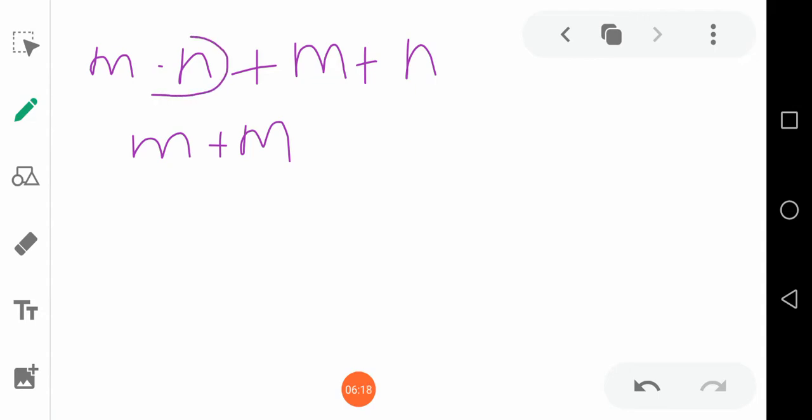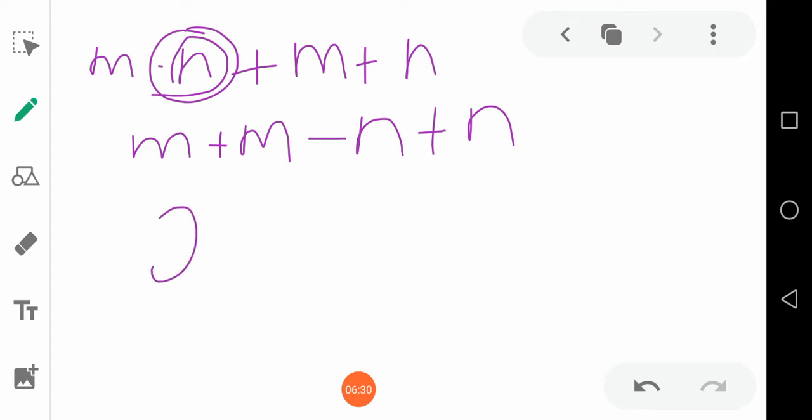So, n means, what is it? Minus n. So, you have to write it as minus n itself. Okay. That you have to remember. Along with the sign, you have to write. What is m plus m? m plus m is 2m. That you know. m, what is the coefficient? 1. The other m also has coefficient 1. So, m plus m is 2m.